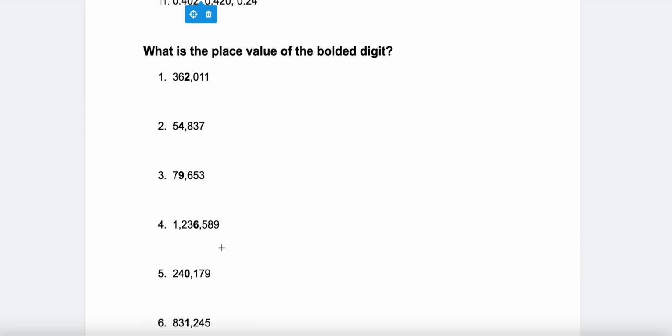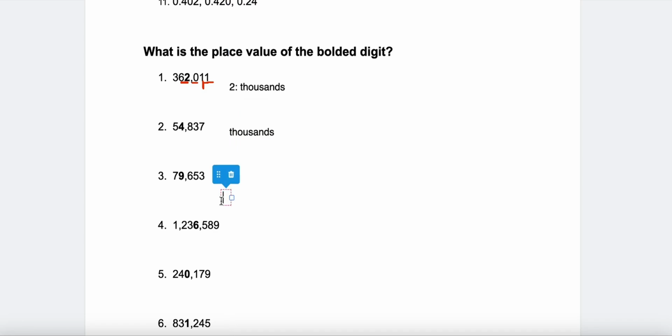What is the place value of the bolded digit? Let's see. 2 is the bolded digit here. The 2 is thousands place. So 2 is thousands. Because that's ones, that's tens, hundreds, thousands. Next one is 4, which is also thousands.